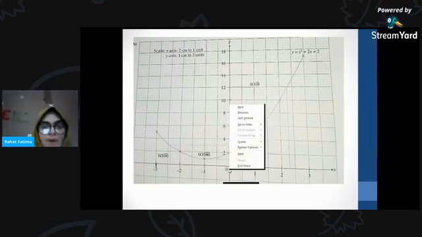So I hope everything is clear to you guys: how to plot a graph, how to deduce values from the graph, and what rules we have to follow while drawing a graph. So that was it for the class today.